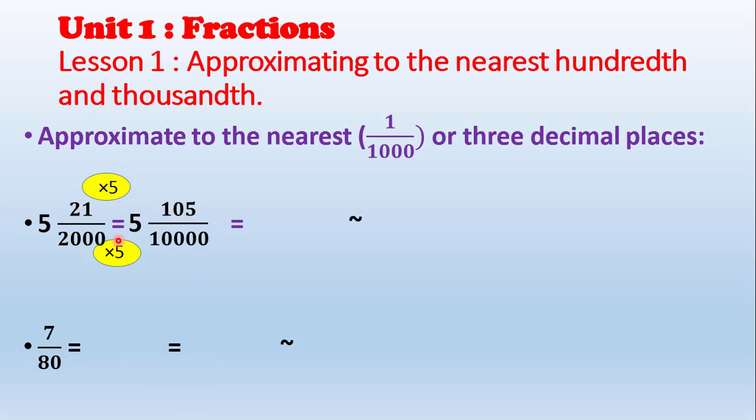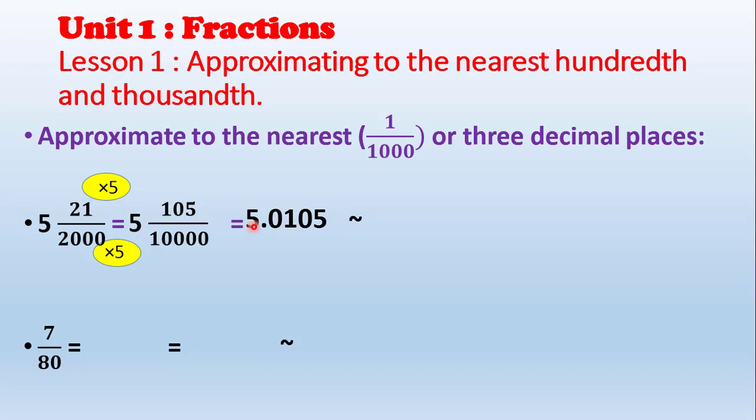I multiply up and down by 5. 21 times 5 equal 105. 2000 times 5 equal 10,000. Now I can write it as a decimal number. I write 105 and count from the right. 1, 2, 3, 4 places. 1, 2, 3 and add 0. Then put the decimal point. The whole number will stay as it is.